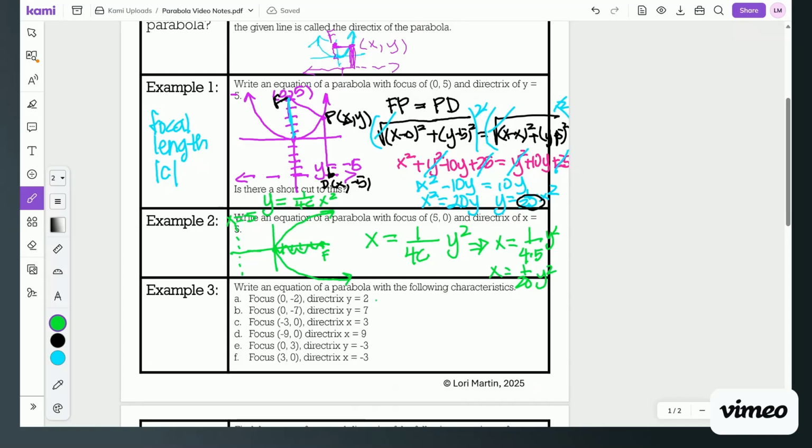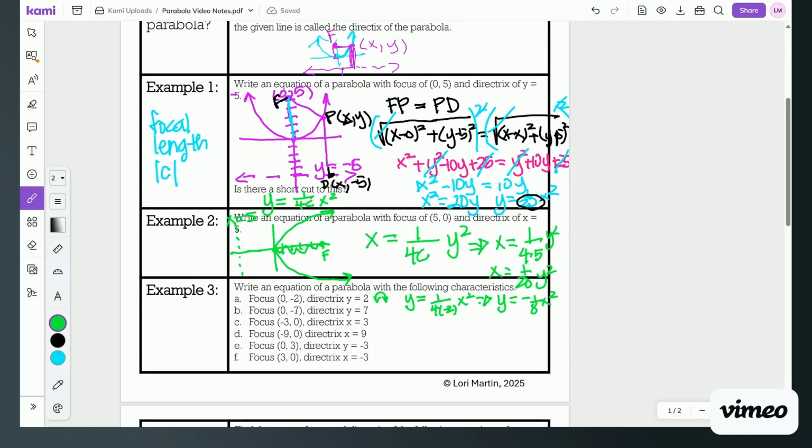This parabola opens down because the focus is at 0, negative 2. So my focal length is negative 2, so I have y equals 1 over 4 times negative 2 x squared. So y equals negative 1/8 x squared. All right, so on B, you should have y equals negative 1 over 28 x squared.